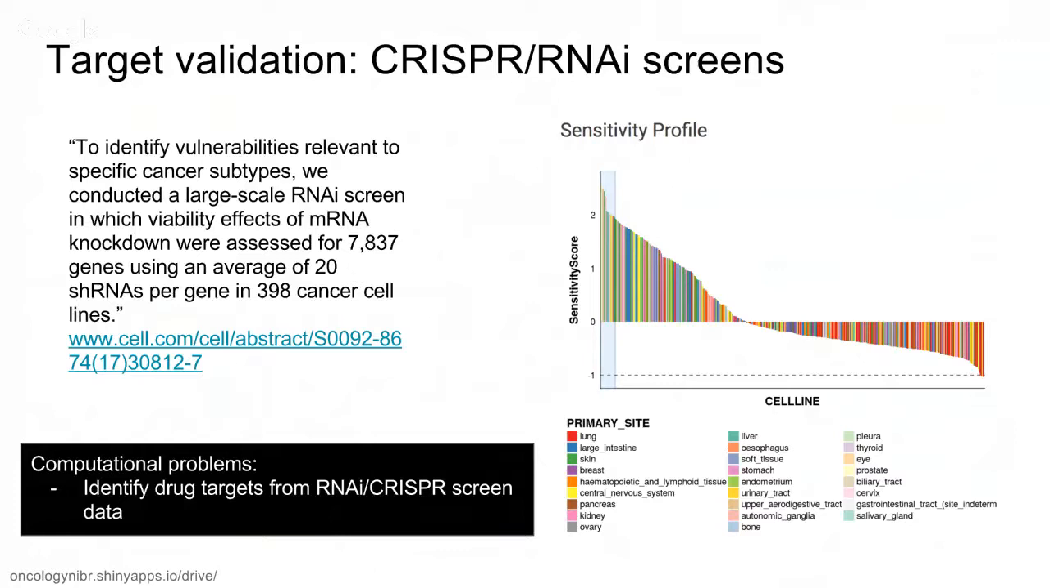And here the computational problem is essentially taking the data, data that kind of looks like this. So here on the x-axis, they're just cell lines. So again, 8,000 cell lines, I think, is that right? No, sorry, 400 cell lines, 8,000 genes. And then the score for each one for a specific gene knockdown. So there's loads of data, and Novartis put all the data online, which is kind of great, and a shiny app called Oncology NIBR. So you can find that online.